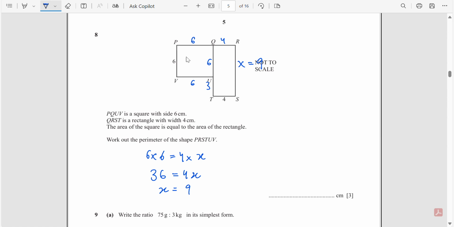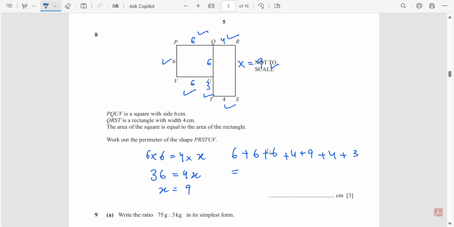To find the perimeter, we're going to add all of these. So 6 plus 6 plus 6 plus 4 plus 9 plus 4 plus 3. So when you add them together, 6, 12, 18, you will get 34.